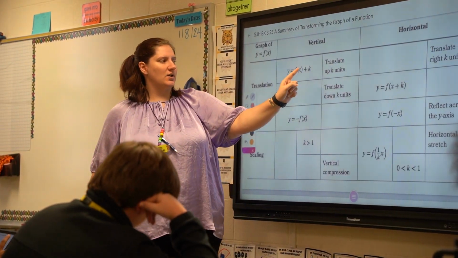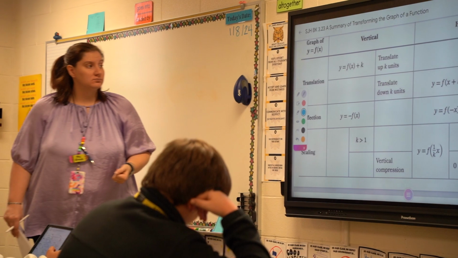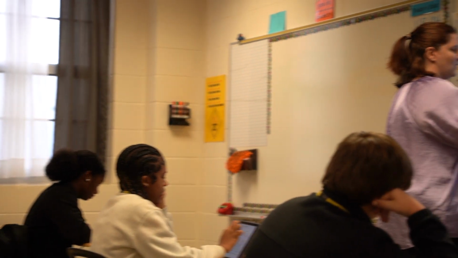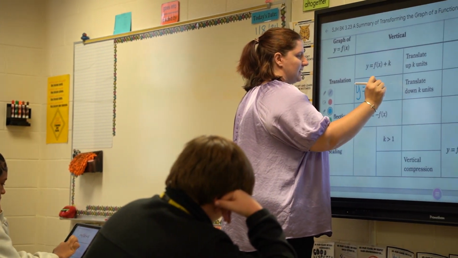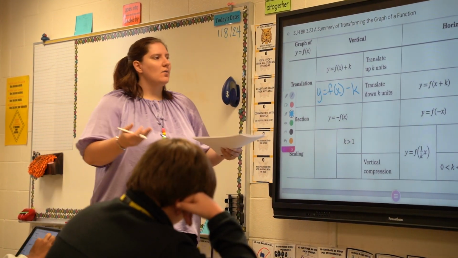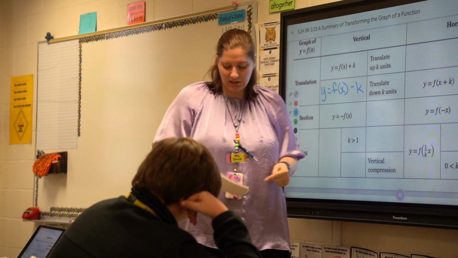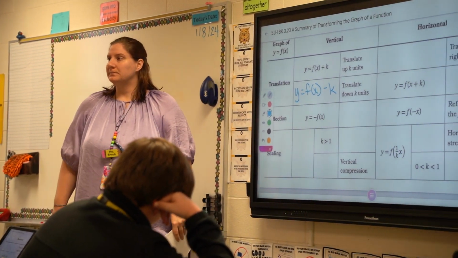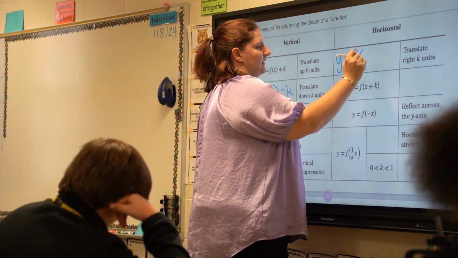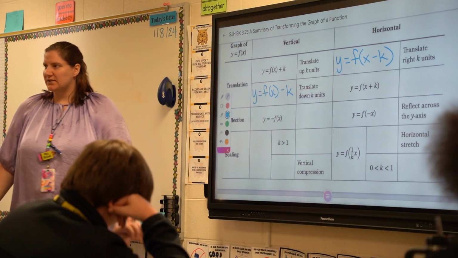When we translate up, we know that means we're adding k on the outside. What about when I'm translating down? No, it's not k on the inside. Minus k. So y equals f of x minus k. So that's our 2 vertical ones, up and down. What about when I'm horizontal? This one says translate right k units. What does that look like in an equation? y is f of x minus k on the inside, right? Just remember the inside is kind of the opposite of what you expect.